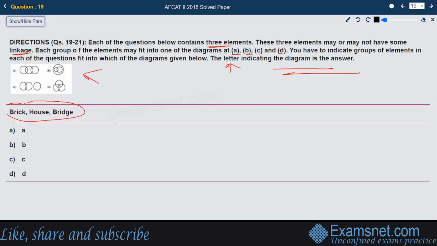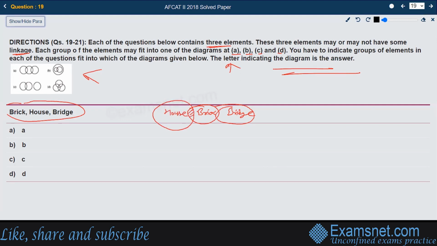Okay, so let us try to do it. Brick, house and bridge: if we generally talk about it, some portion of the bridge is made through bricks. Similarly, some portion of the house is also constructed through bricks. So bricks are used as a construction material for both house and bridge. If this is the circle of brick, then some bricks are used for making your bridge. Or I can say it the reverse way, some part of the bridge is made through bricks.